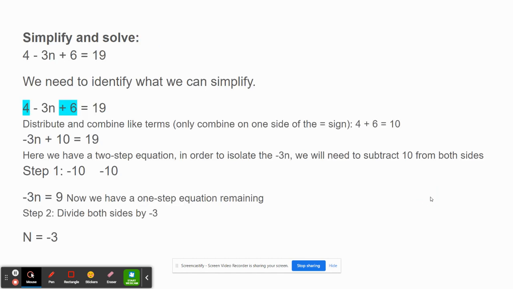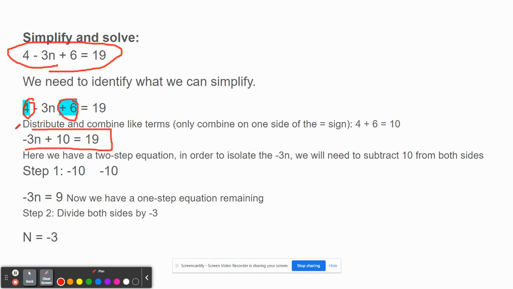Before we solve a problem like this, where we have 4 minus 3n plus 6 equals 19, oh, look, I can circle it, we need to identify what we can simplify. We don't know how many steps this is going to take until we combine like terms. Here, 4 plus 6 is 10. Now this should look very familiar to you as a 2-step equation. All we did to get there was simplify the like terms beforehand.